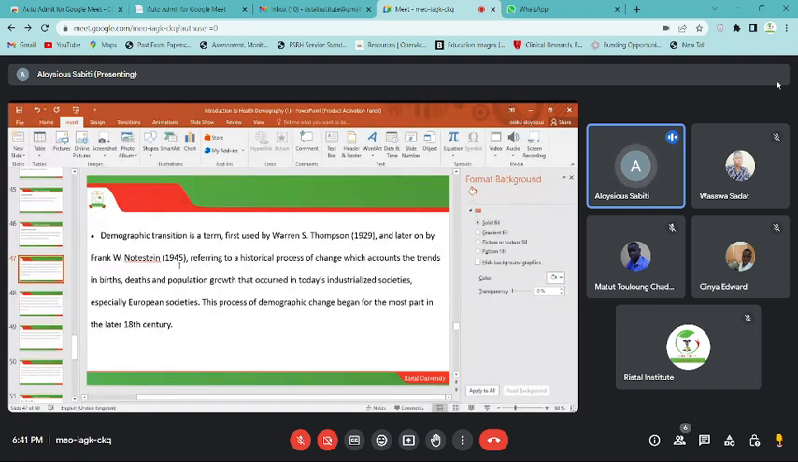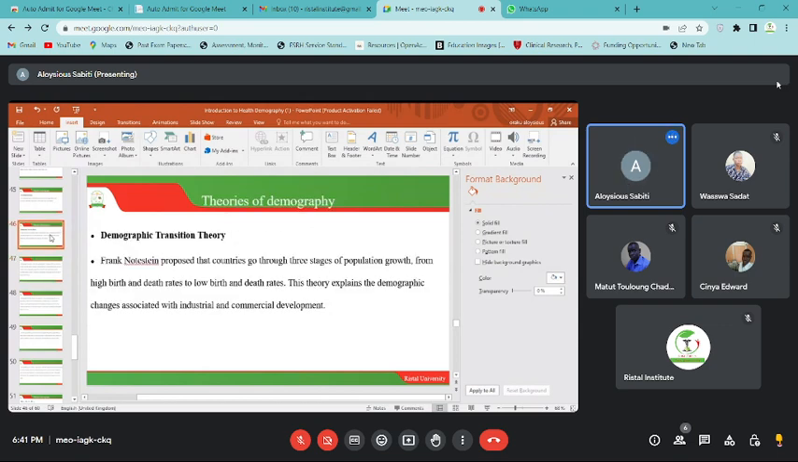Now, the process of demographic change began for the most part in the later 18th century. So, from this state, you're able to see that Notestein proposed that countries go through three main stages of population growth, from a high birth and death rate to low birth and death rates. This theory explains the demographic changes associated with industrial and commercial development.